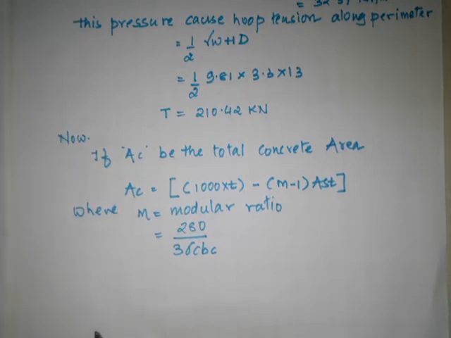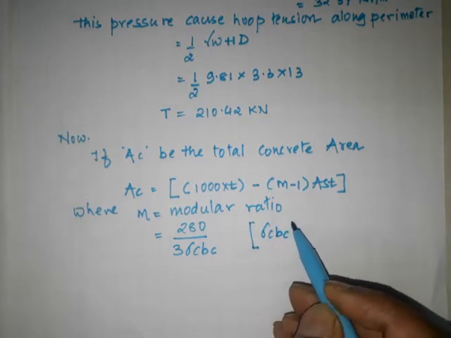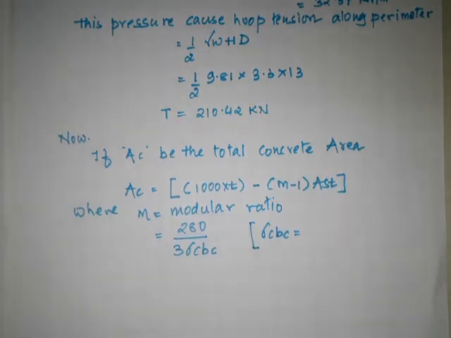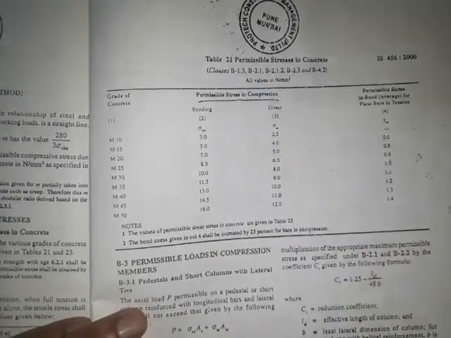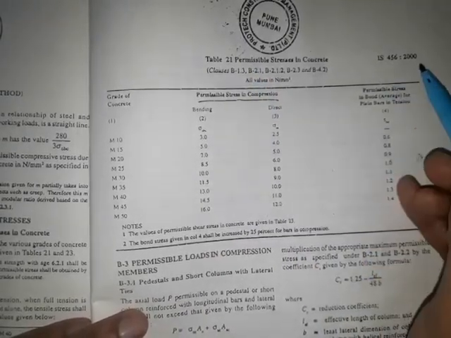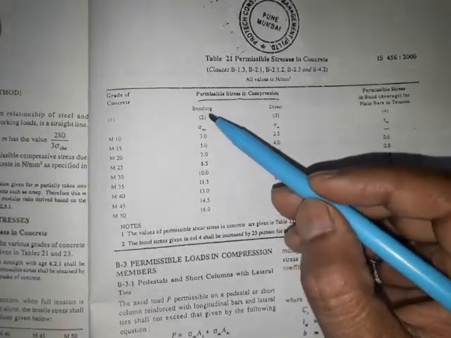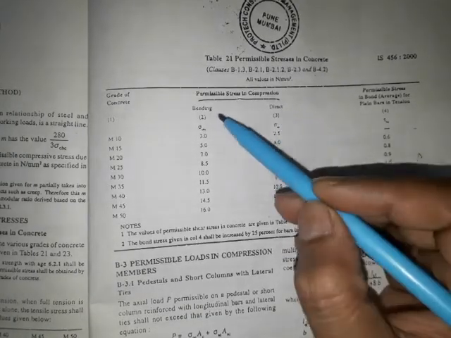And the value of sigma CBC we'll get from table number 21, page number 81. I'll show you where you get that. If you go to IS 456 2000, table number 21, page number 81, there you will get the value of sigma CBC, the permissible stress in compression due to bending. Bending means the wall will bend, so we have to consider bending. Don't consider direct.